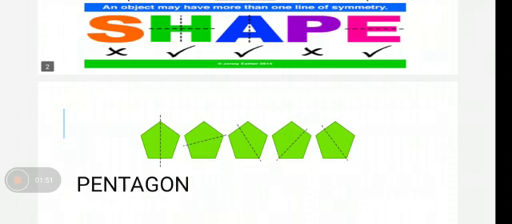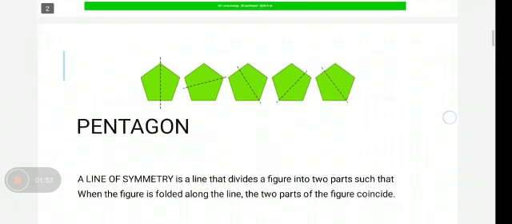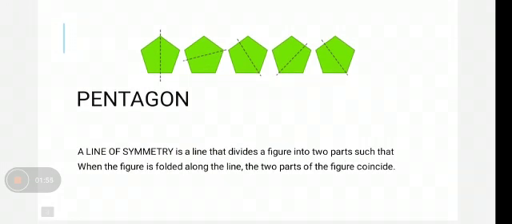Now let us see an example of a pentagon. Pentagon has 5 sides, and a line of symmetry is a line that divides the figure into two parts such that when the figure is folded along the line, the two parts of the figure coincide. Means when you fold the figure, it should overlap each other or coincide with each other.